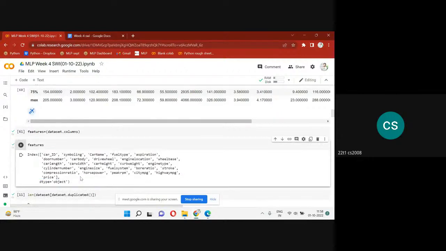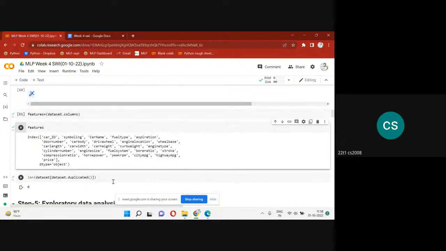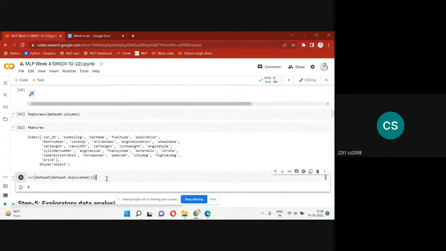One thing we missed here: we should always check if there is any duplicate data in your data set. So why is it necessary to check this? Can anyone share their thoughts? Skewness. It will lead to skewness. It will also change the statistics.